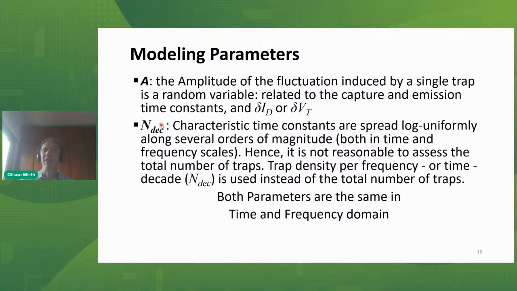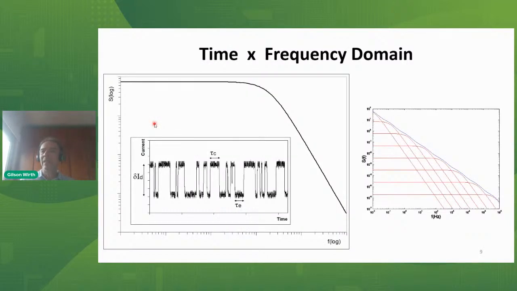But for modeling, you do not use the number of traps. I think this picture also shows you. Let me see, I have a measurement equipment that starts at 1 hertz and ends at 1 kilohertz. I'm going to see 3 traps. Now I have a measurement equipment that may start at the millihertz range. Wow, I will see some more traps here.